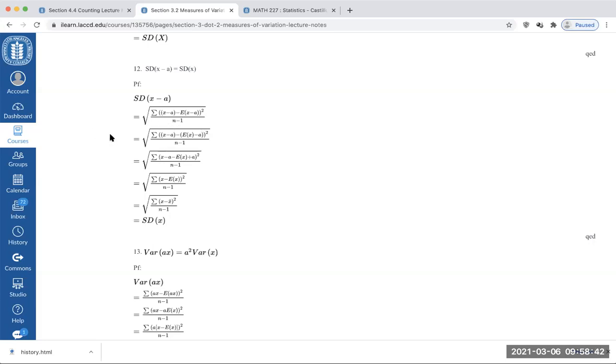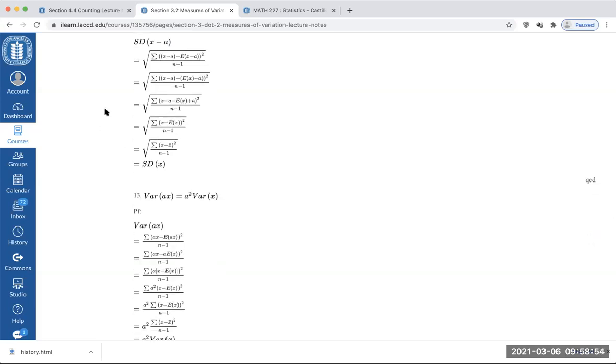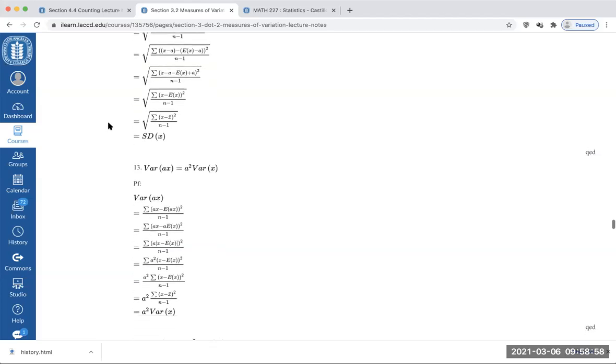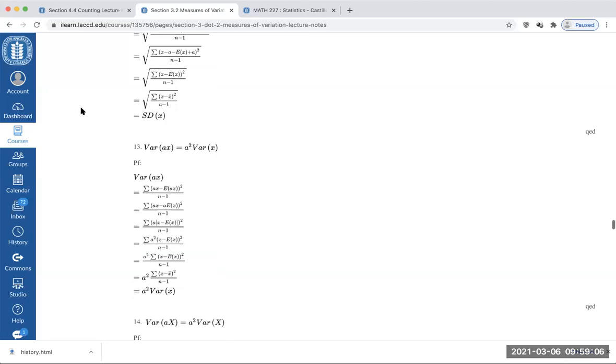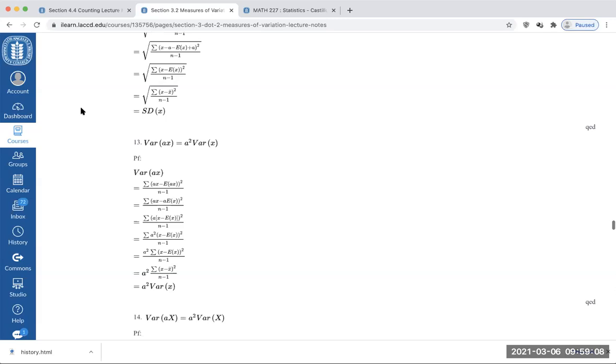By the properties of the mean from the previous section, the expected value of x minus a is the expected value of x minus a, distributing the minus sign inside the parentheses. This is just minus the expected value of x plus a. The a's cancel. So this is just x minus the expected value of x. The expected value of x is just x bar. Therefore, this is equal to the square root of the sum of x minus x bar squared over n minus 1. But that's just the standard deviation of x. And that's what we wanted to show.